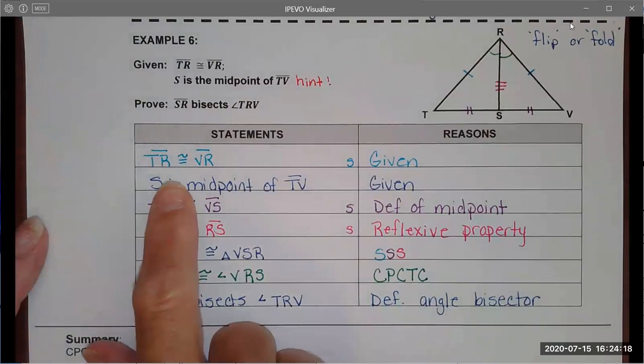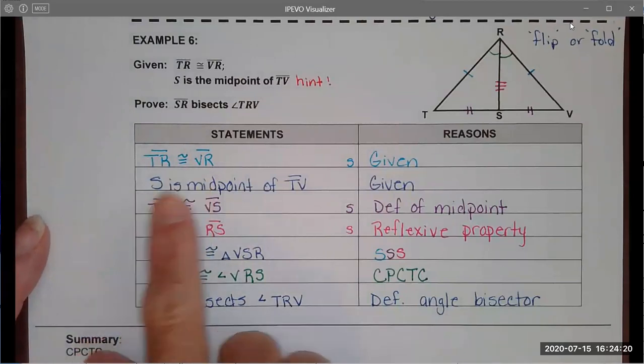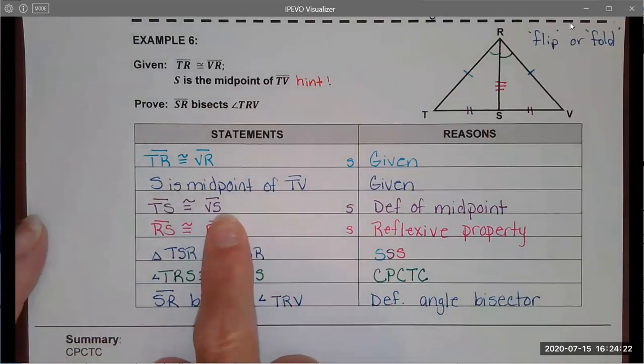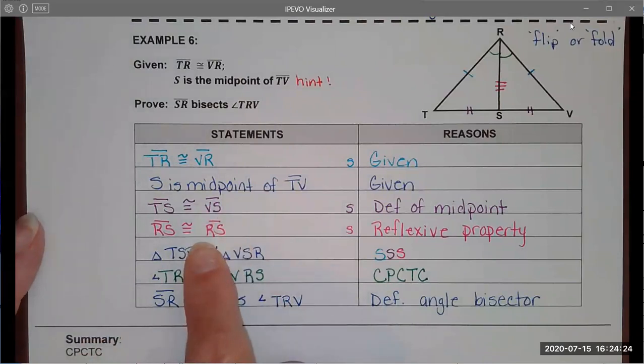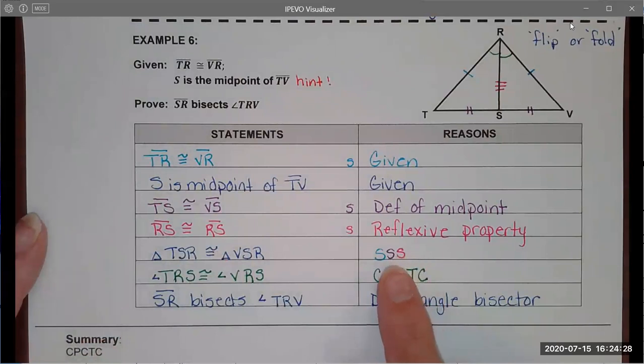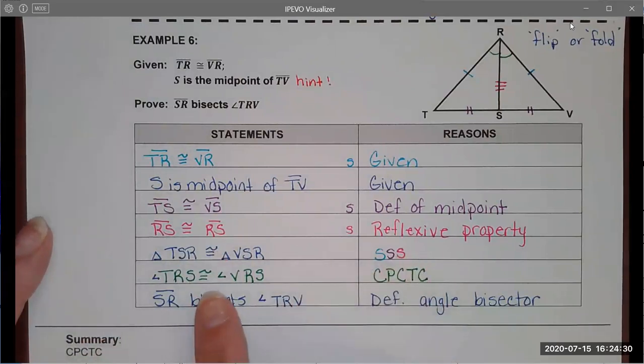So I went ahead and used my first congruency. Definition of midpoint gave me this side congruency, and I used the reflexive property to prove that these two triangles are congruent by side, side, side. I then said my two angles are congruent by CPCTC. Because my angles are congruent, I know that SR bisects angle TRV by the definition of angle bisector.